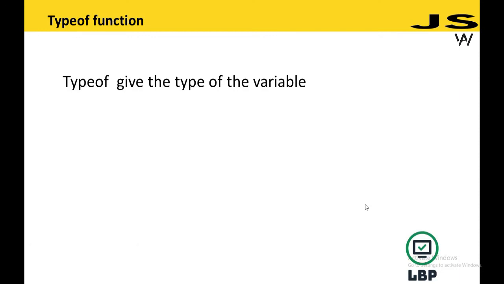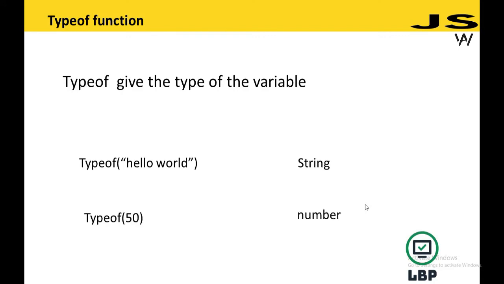So how the typeof function works is very easy. You just type typeof, and you put inside the variable that you want to know the type of. So for example, if I put hello world, okay, I will get string. If I type, for example, 15 like that, I will get number. Okay, so we'll test this very quickly.